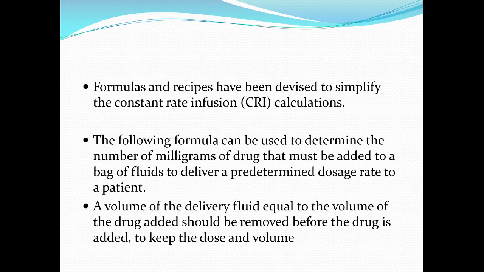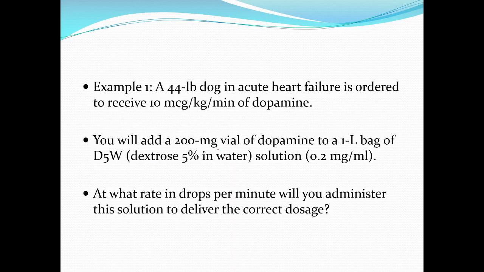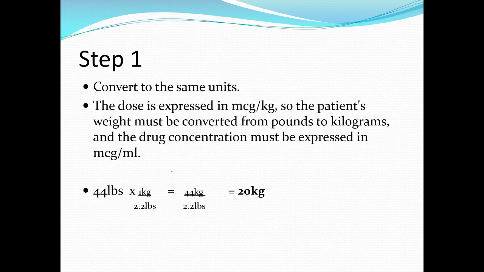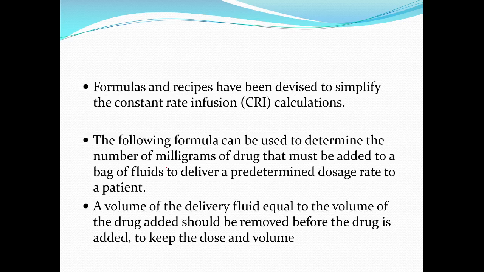The volume of the delivery fluid is equal to the volume of the drug added, which should be removed first. So, for instance, when we add a 200 milligram vial of dopamine, I don't actually know how many mils that was, but say it's 10 mils. If the concentration of that vial was 20 mg per mil, we would want to take 10 mils of the fluid out first so that it makes an actual 2.2 mg per mil concentration.